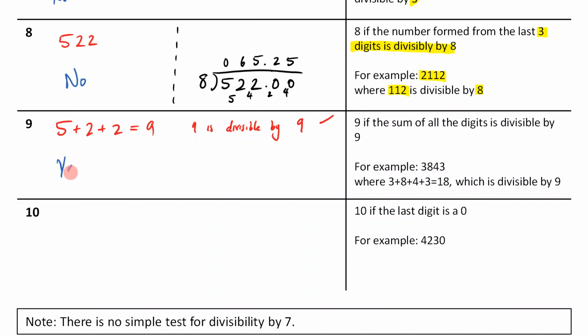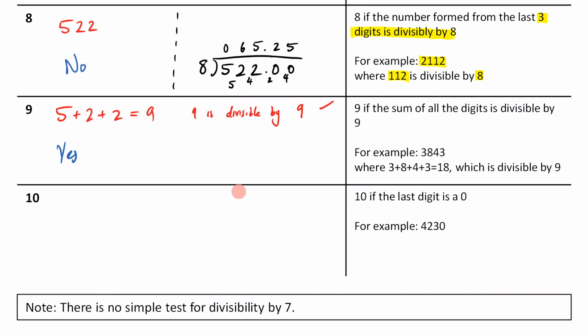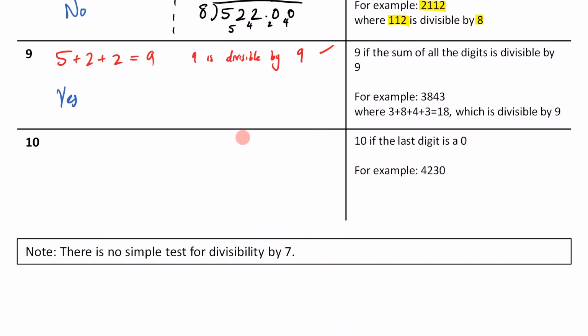Yes, if I was to do the long division, which I don't want to do, but if I were to do it, it would work. I wouldn't get a decimal. So the answer is yes for that one. And then the final one. The final one is very easy.